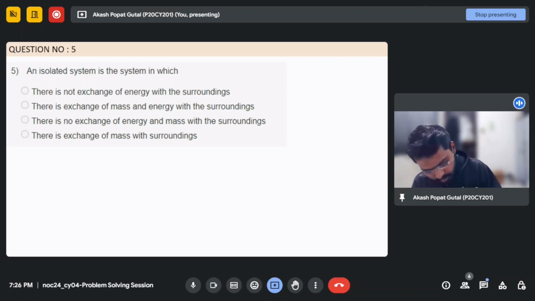Yes, there is no exchange of energy and mass with the surrounding. Right, because it is an isolated system, there will not be any energy in the form of heat or work, and also there will not be any mass exchange, in the sense of a change in the number of atoms. This is not allowed in an isolated system.